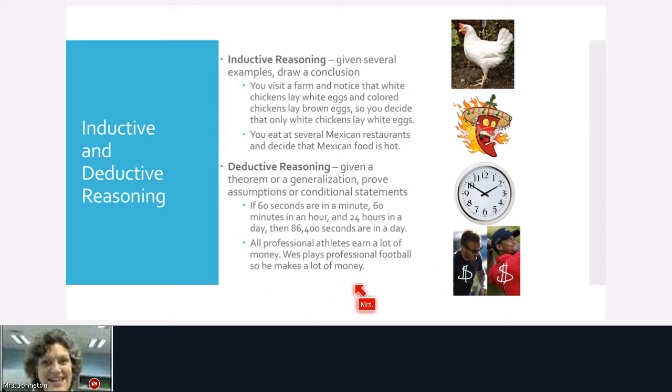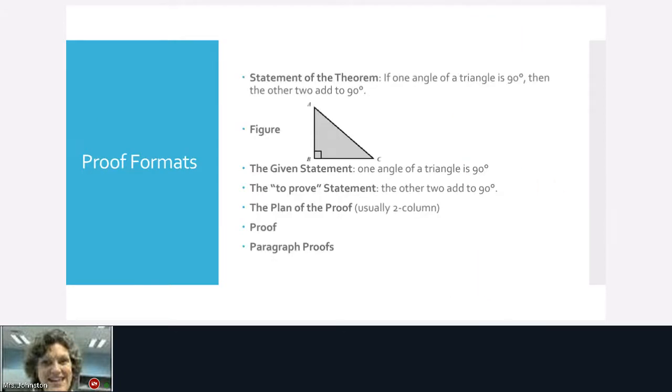All professional athletes earn a lot of money. Wes plays professional football, so he makes a lot of money. So this is based on a rule that you already assumed was true. And so you can make the conclusion that he makes a lot of money. Now, it may seem like there's a fine difference between the two. So just keep in mind for inductive, you've got to have a bunch of examples first. For deductive, you've got to have a rule first. Either one can be true or false, but those are the different kinds of reasoning.